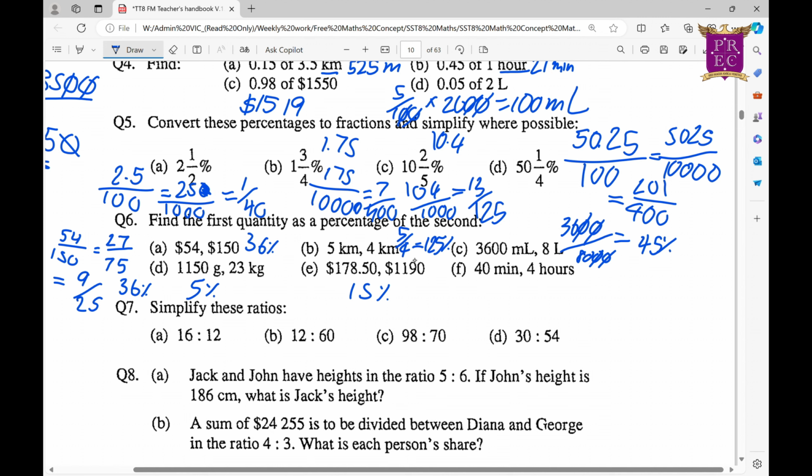So I might get this into minutes. So it's 40 on 240, which is what? 16 2/3. Okay.